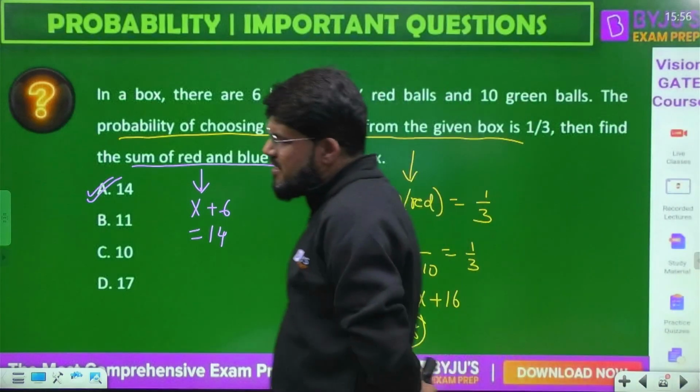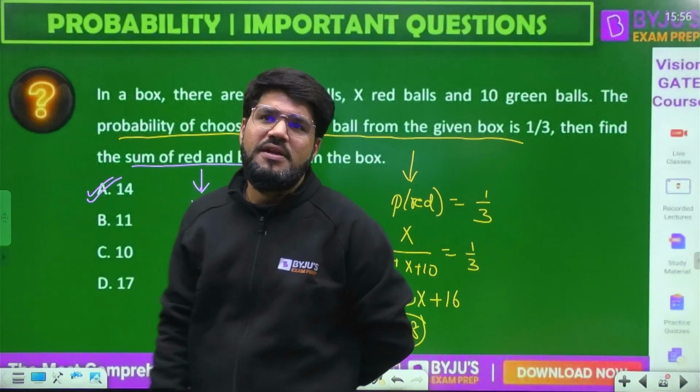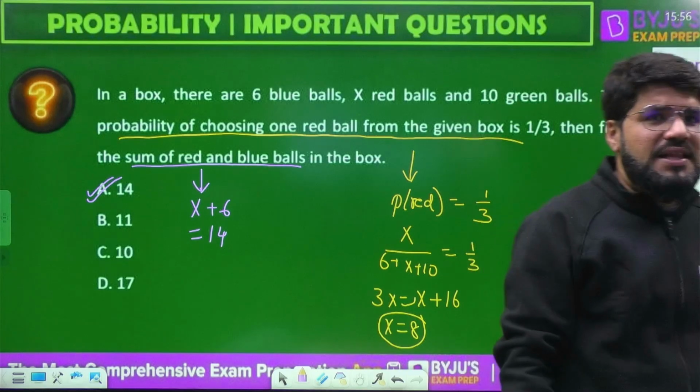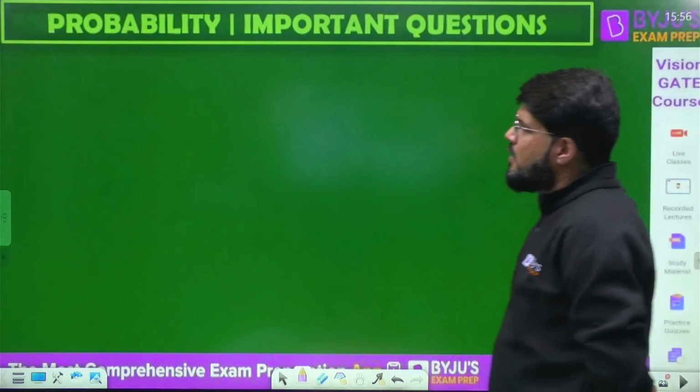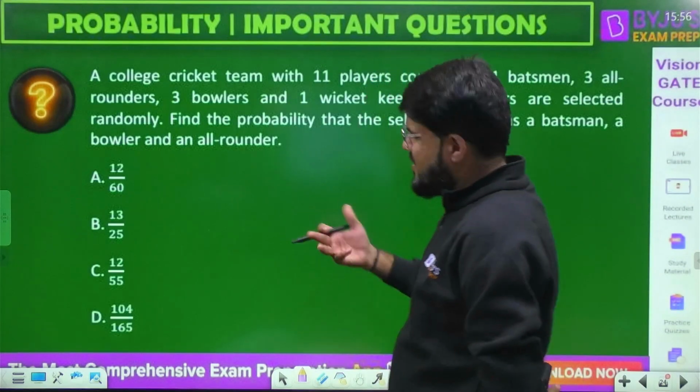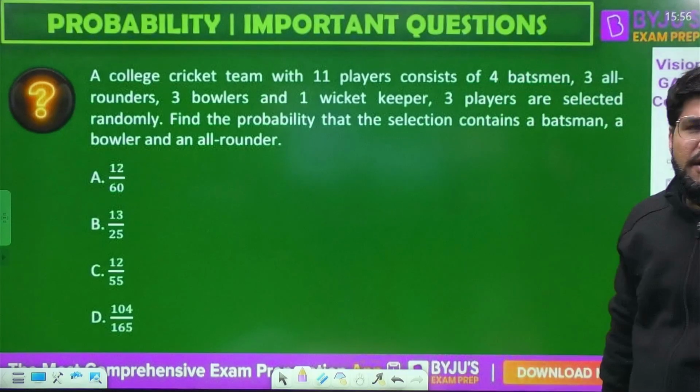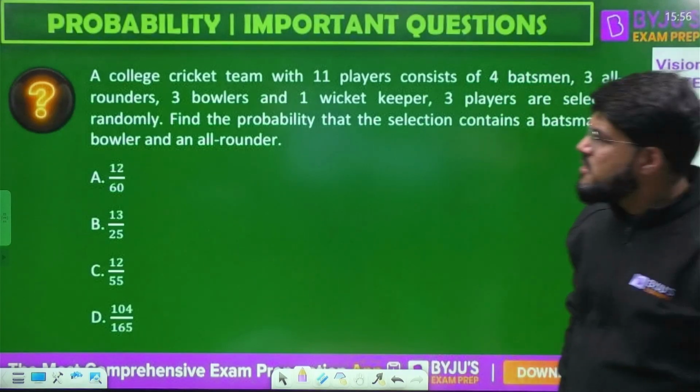Okay, but yeah, this is definitely one expected variety from probability that I have shown you. That is the balls, the bags and the ball combination. Next is, again, some selection based question. Let's focus on this.